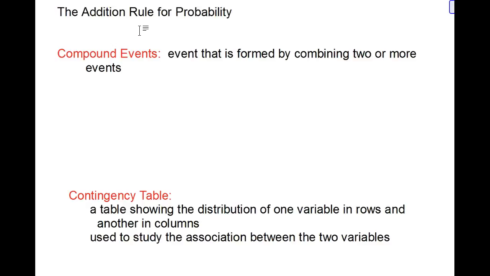For this video, we're going to talk about the addition rule for probability. First, we need to talk about what a compound event is. These are events that are formed by combining two or more events. So when we're talking about compound events, we're talking about the probability of A or B happening at the same time. And so we're talking about two events that occur at the same time.